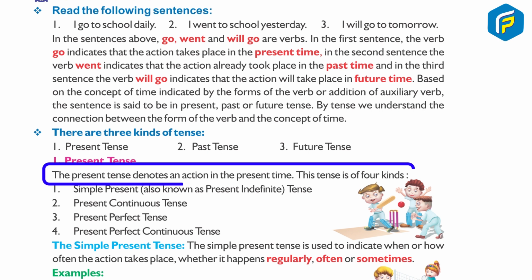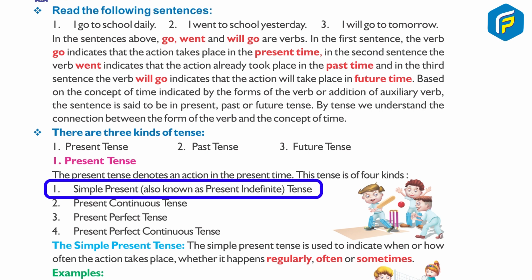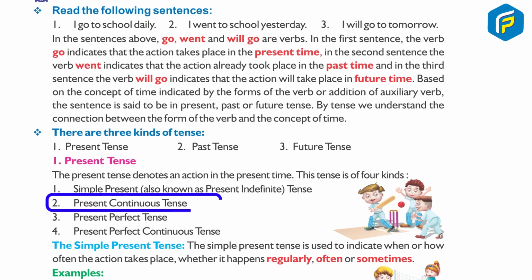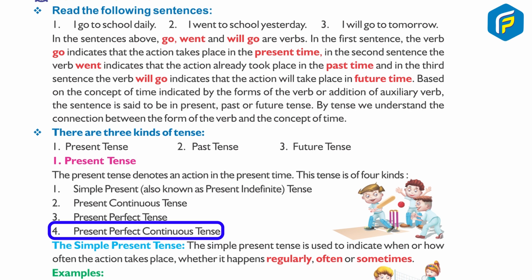1. Present tense. The present tense denotes an action in the present time. This tense is of four kinds. 1. Simple present, also known as present indefinite tense. 2. Present continuous tense. 3. Present perfect tense. 4. Present perfect continuous tense.